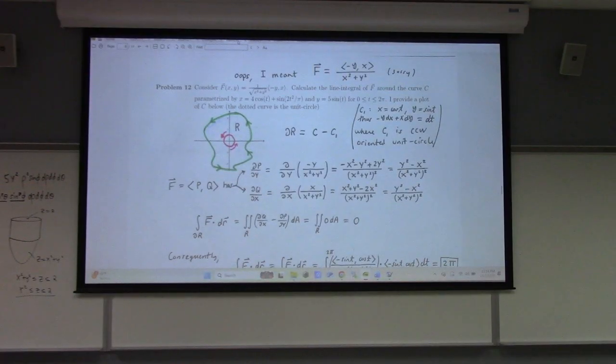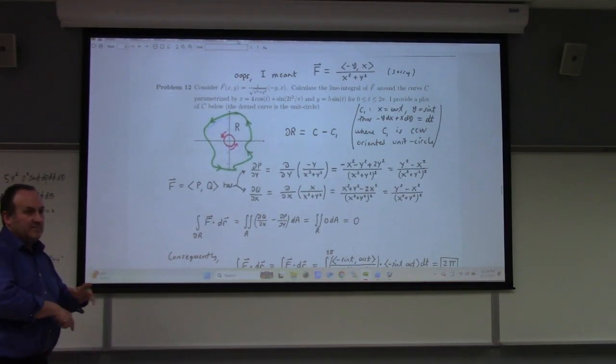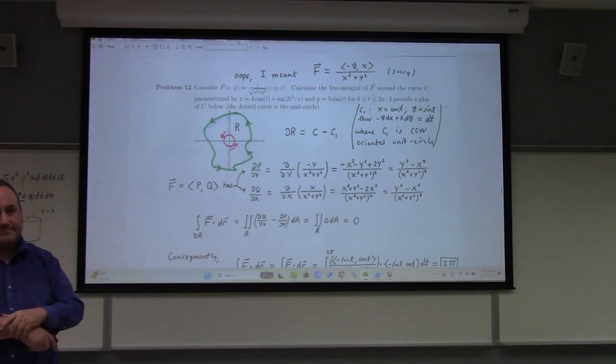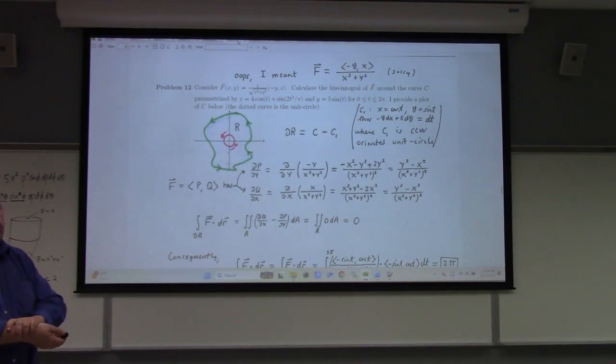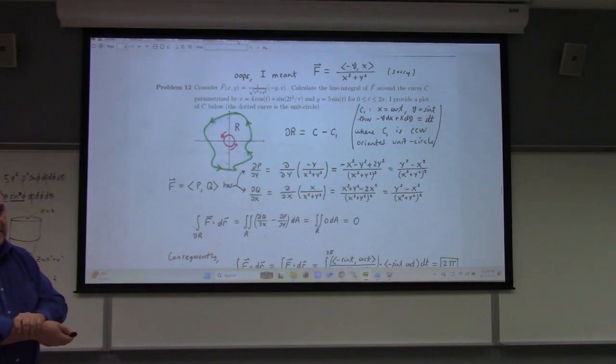Well, first of all, the origin can't even be a point in the domain, because the vector field's not defined there. There's division by 0. But if you have a domain which encloses the origin as an interior point, that won't work, because you have a loop. It'll get hung up around that origin. It's not simply connected.